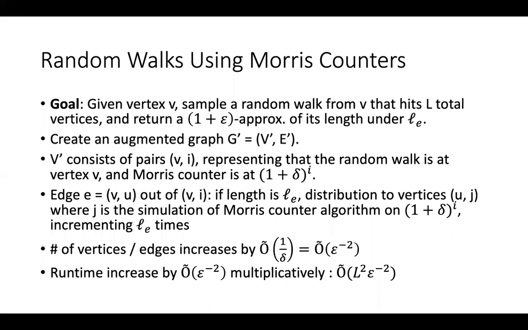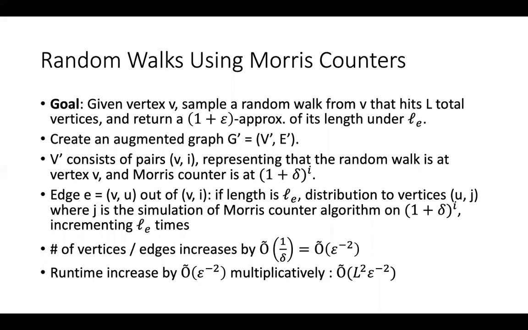To see how it's applicable in our algorithm, remember that the problem we wanted to solve is to sample a random walk from v that hits L total vertices and returns a 1+ε approximation of its total length under L. So to do this, we're going to create an augmented graph G' with a new vertex set V' and edge set E'. Every vertex in this augmented graph V' is going to consist of a pair (v, i), representing that the random walk is currently at the vertex v and the Morris counter is at (1+δ)^i.